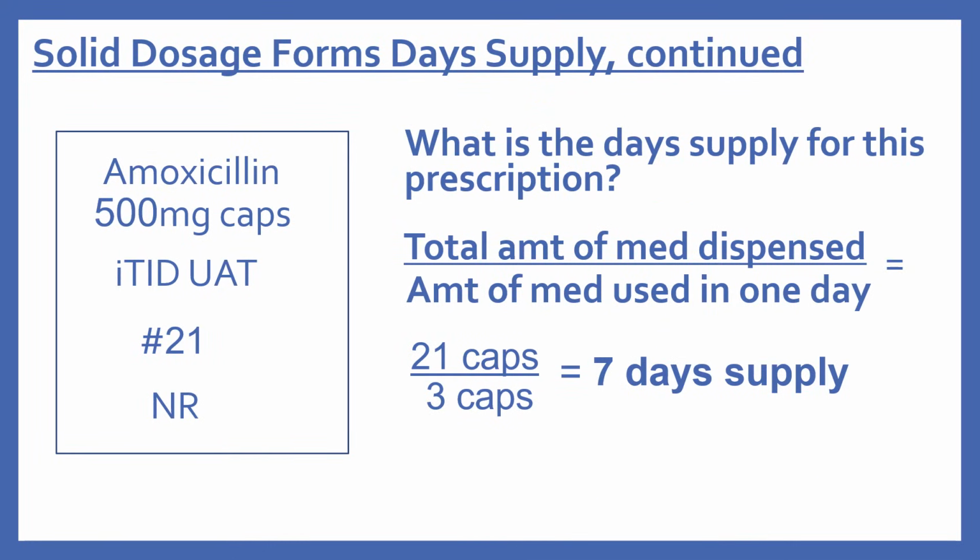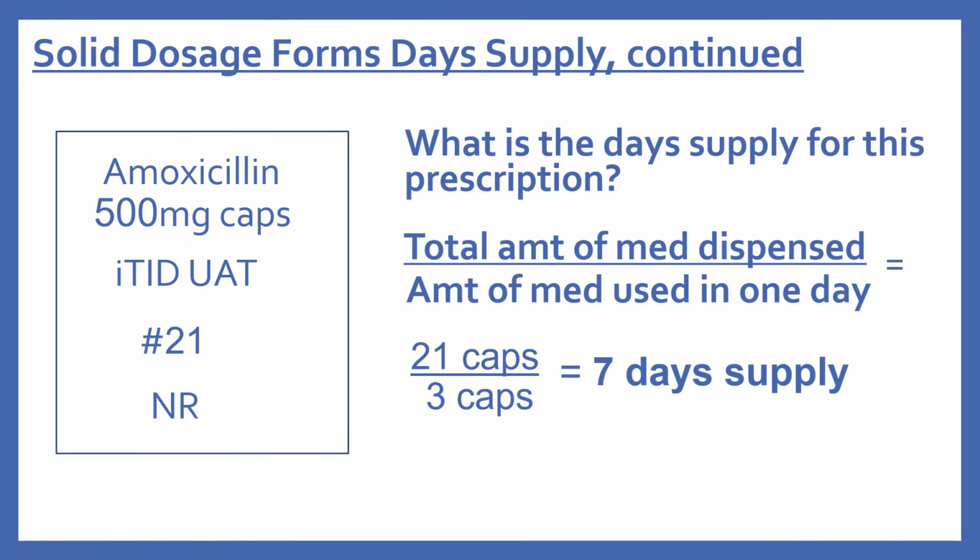We'll look at another example of solid dosage form days supply. This one is amoxicillin 500 milligram capsules, 1 TID UAT. Means 1 3 times a day until all are taken. Number 21 to be dispensed and no refills. So here we have the quantity and we're going to need to calculate the day's supply. So what is the day's supply for this prescription?